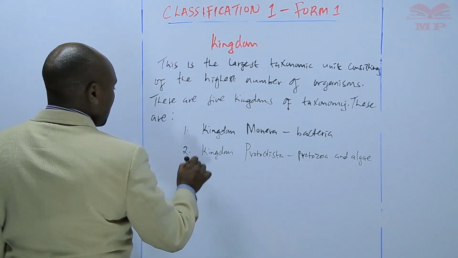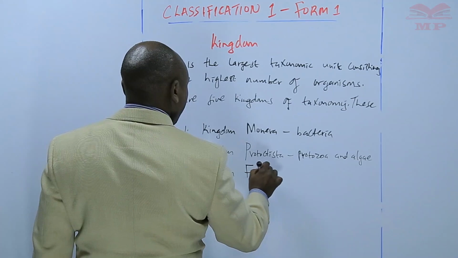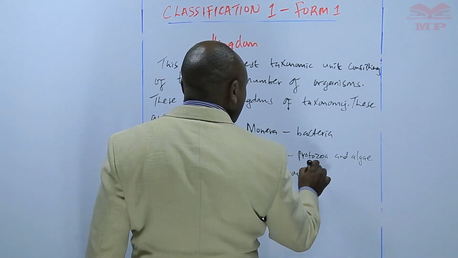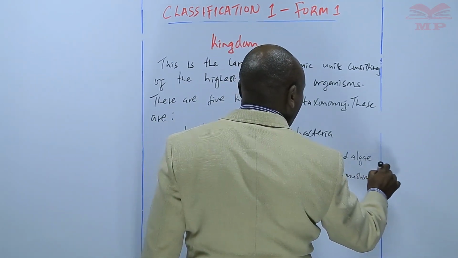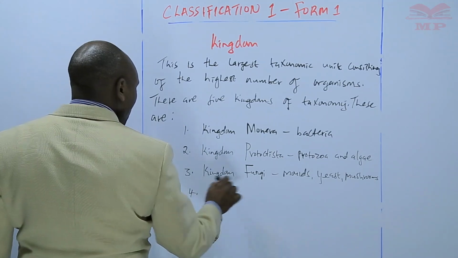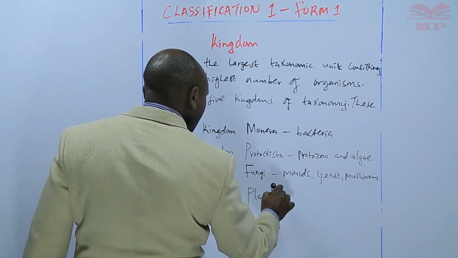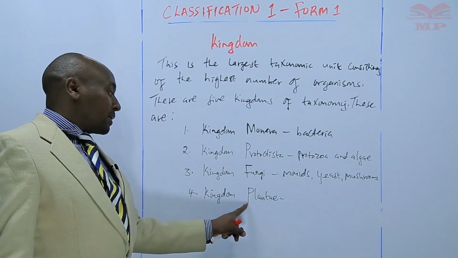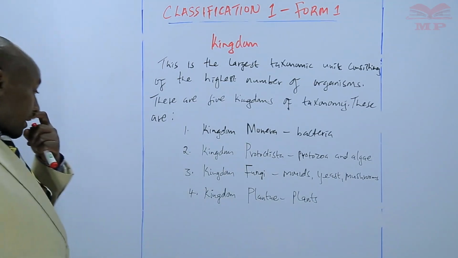Number 3, we have kingdom Fungi. And here we have the different types of fungi, e.g. the molds, the yeast, the mushrooms. All those are examples of fungi. Then number 4, we have kingdom Plantae. And when you're writing Monera, Protista, the first letter should be capital. In Plantae, we have the various types of plants here, all types of plants that we have.